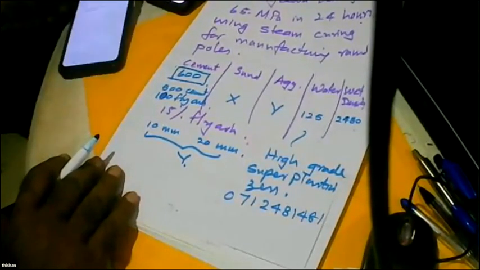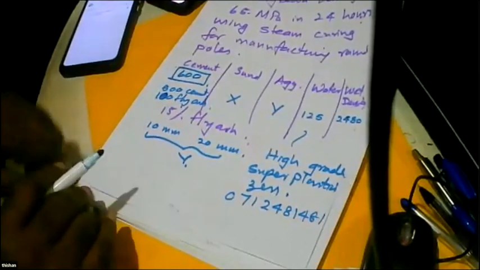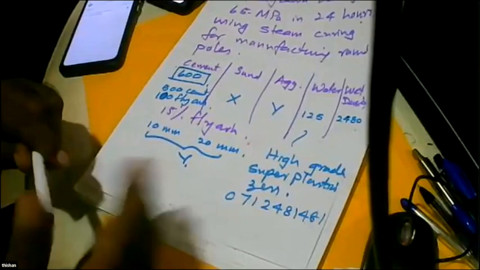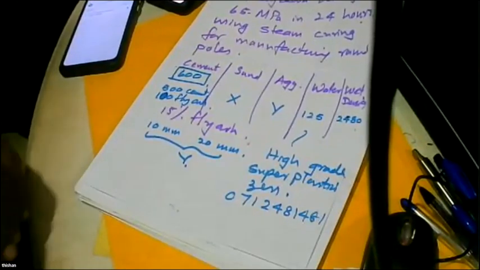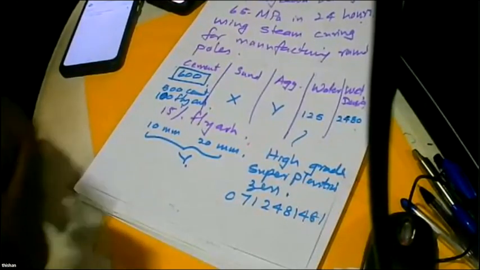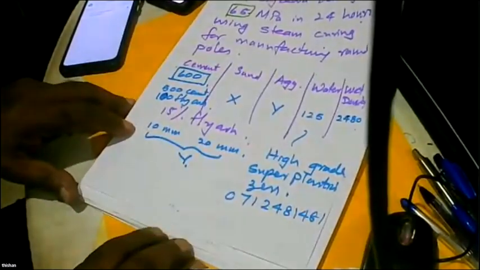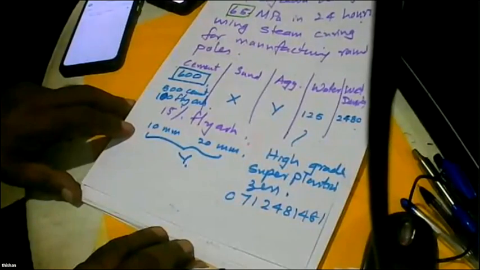That allowed us to go for 125 as water. Now you have to ask why. On what basis am I making these decisions? I need very high strength with steam curing. So I'm aiming for something like 65 megapascal in 28 days that I achieve by using steam curing in 24 hours.